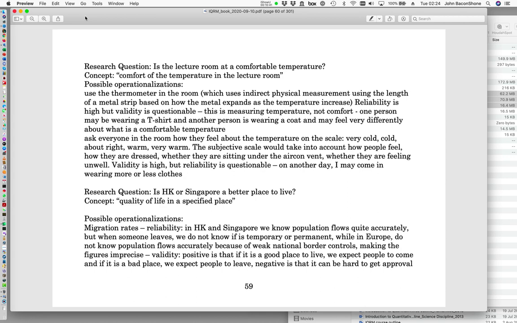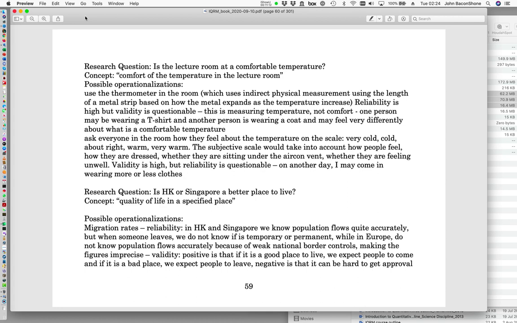So how might we measure that? Let's consider possible operationalizations. Some of the lecture theatres in Hong Kong U, but not all of them, have a thermometer in the room. They used to still have quite a few until recently which were metal strip based. In other words, they had a spiral metal strip, and as the temperature goes up, the metal strip expands, and hence it gives a reading based on the expansion of that metal strip.